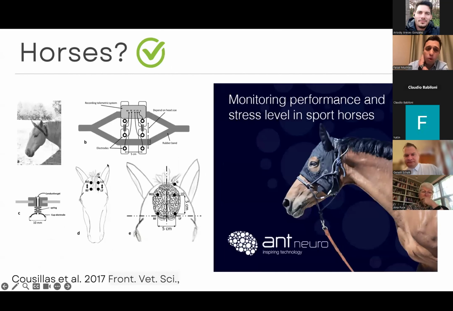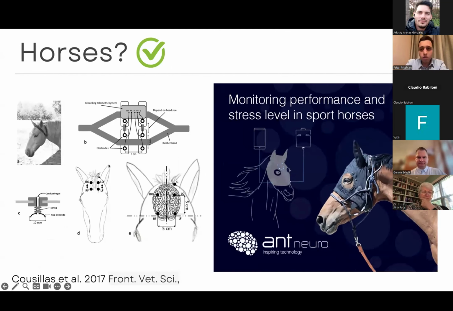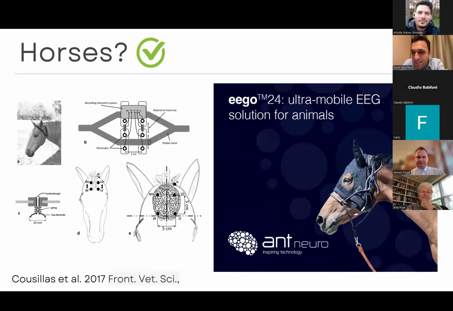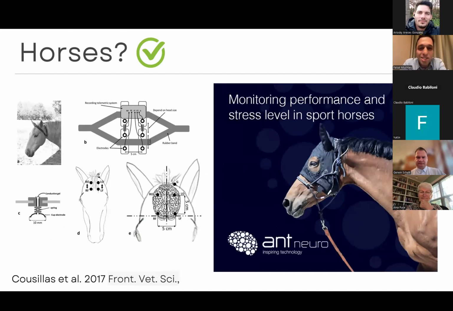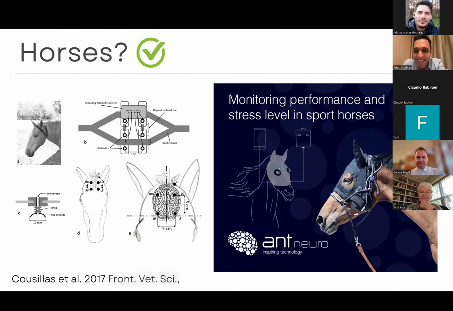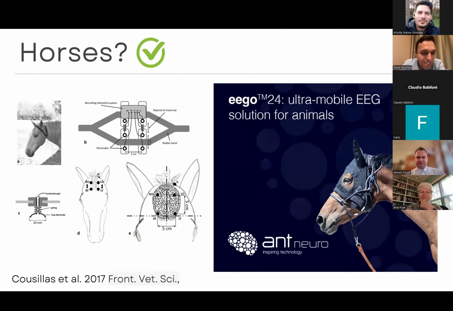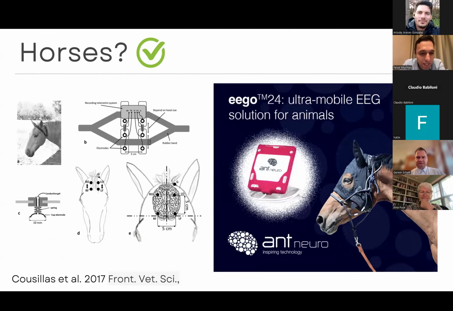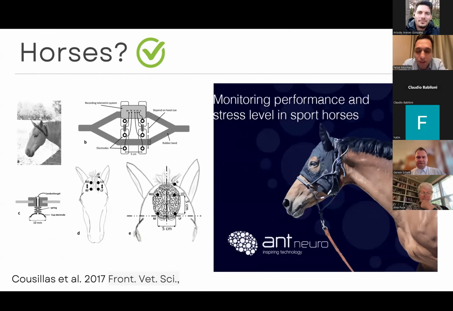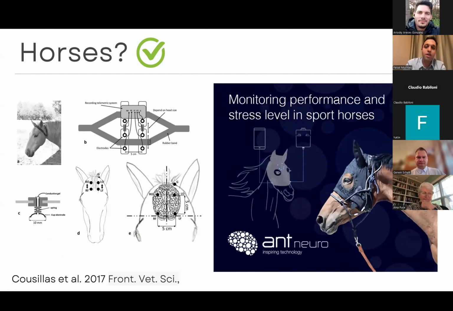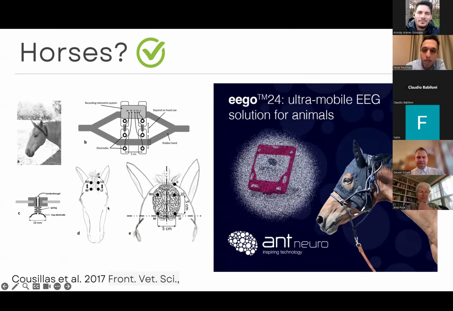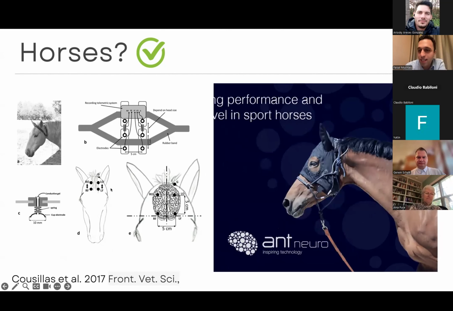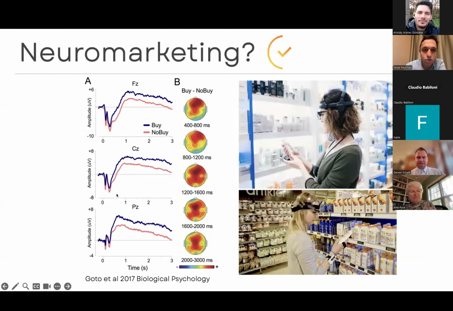So where are we now? What do we have? Well, horses seem to be a solved problem. I was really pleased to see this A&T Neuro advert here on EEG for horses, really fantastical work there. And there's also other work in the literature on designing EEG systems to measure EEG in horses. So that seems to be a solved issue.